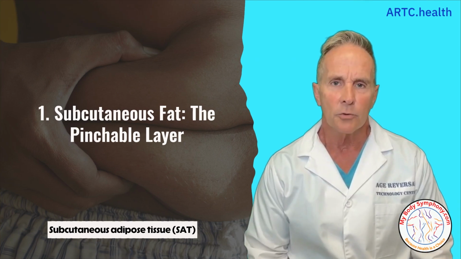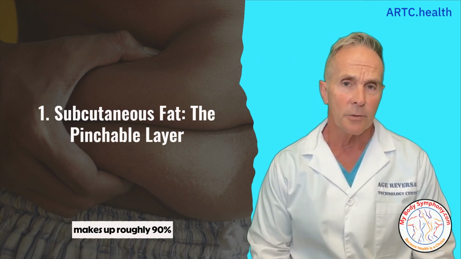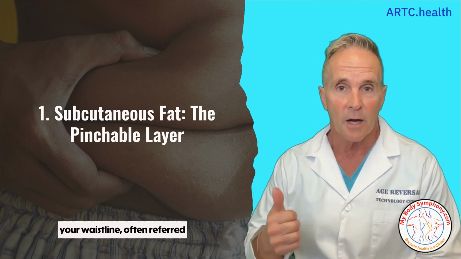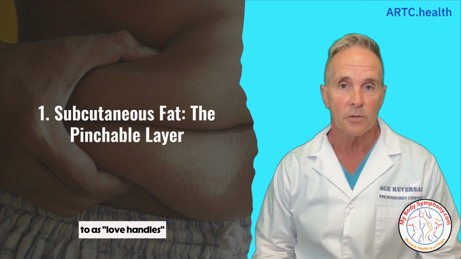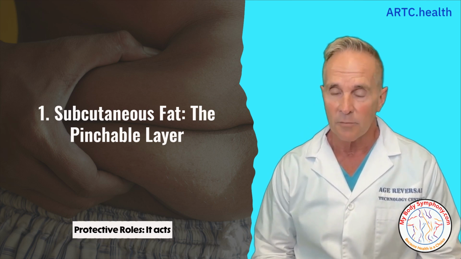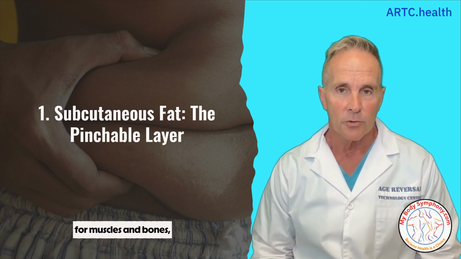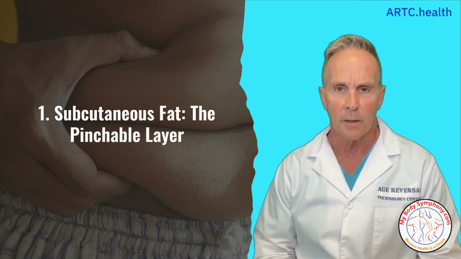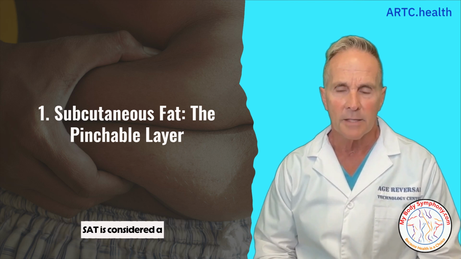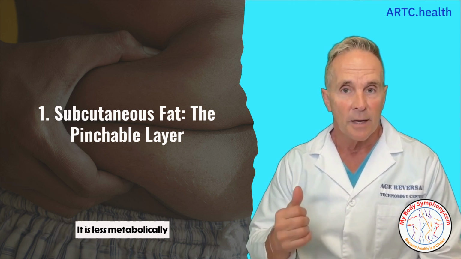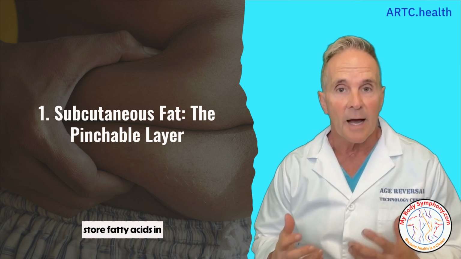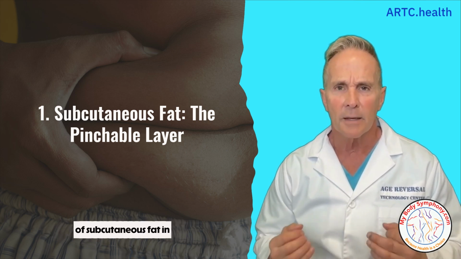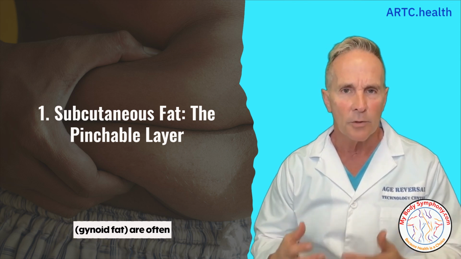Subcutaneous adipose tissue, SAT, makes up roughly 90% of total body fat for most individuals. This is the fat you can feel at your waistline, often referred to as love handles or a muffin top. Protective roles: it acts as a shock absorber for muscles and bones, provides thermal insulation, and serves as a stable energy reservoir. The safe depot. Biologically, SAT is considered a safe storage site. It is less metabolically active and tends to store fatty acids in a way that doesn't interfere with organ function.